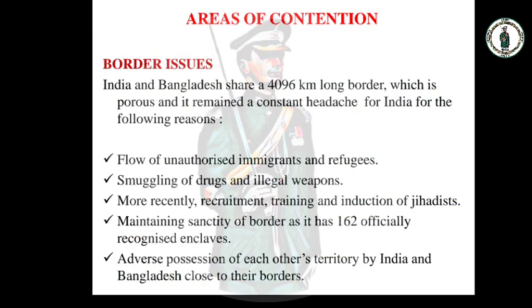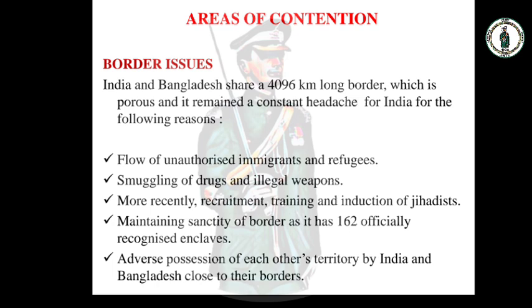The first major area of contention is the border issues. As India and Bangladesh share the longest border, that border is porous and it has remained a constant headache for India for the last 5 decades. For example, through this border, the flow of unauthorized immigrants and refugees is taking place. Then there is smuggling of drugs and illegal weapons, and most importantly, the recruitment, training and induction of jihadists is taking place. And I will discuss all these factors briefly later in the video.